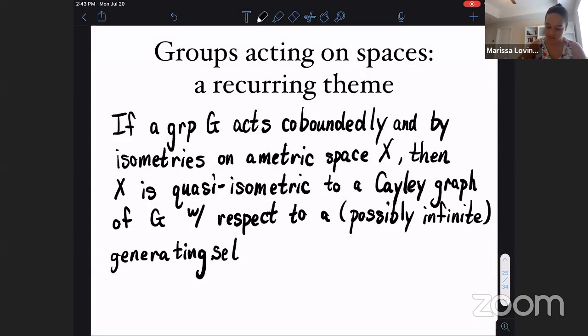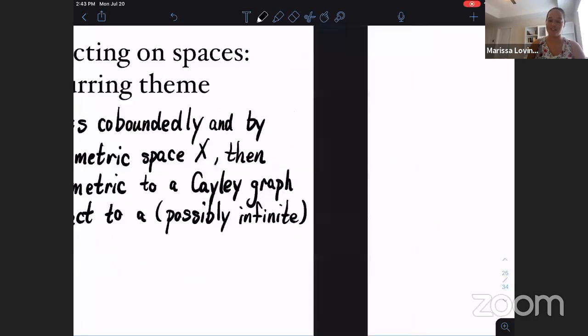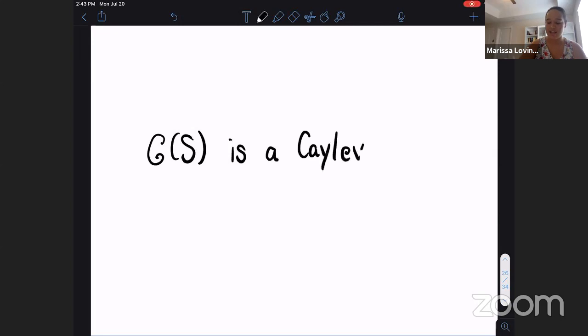Possibly infinite generating set. So the reason that I wanted to mention this one is because this is one that I hadn't thought about until very recently, and one of my collaborators just mentioned it to me offhand. And the reason I wanted to mention it is because, as a corollary, we have this thing that I just never really thought about, which is that the curve complex is a Cayley graph for the mapping class group.